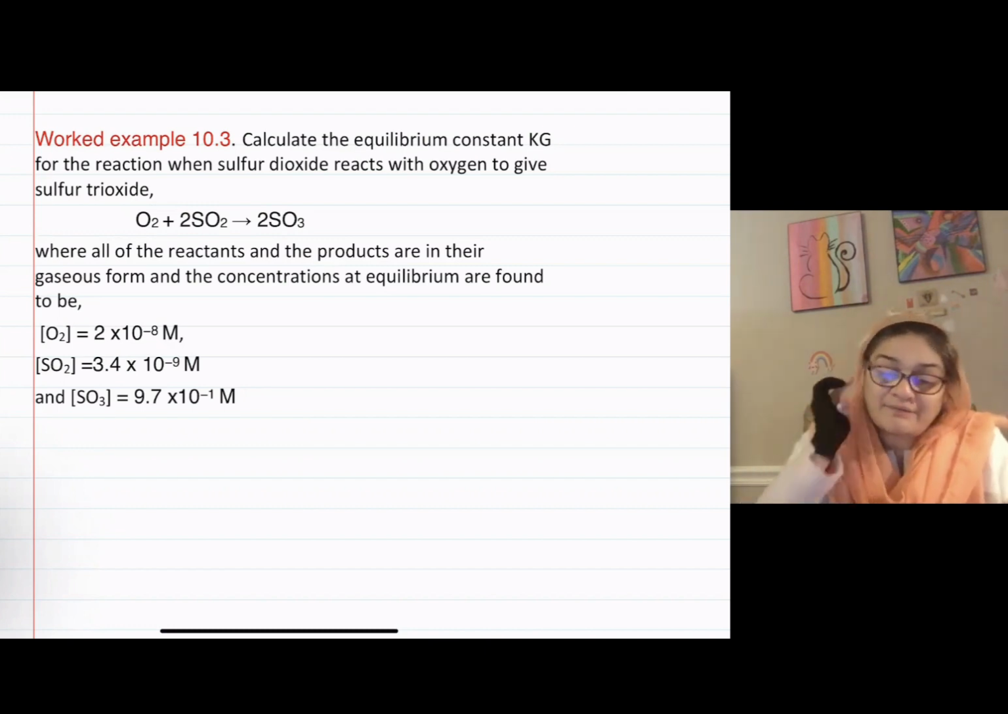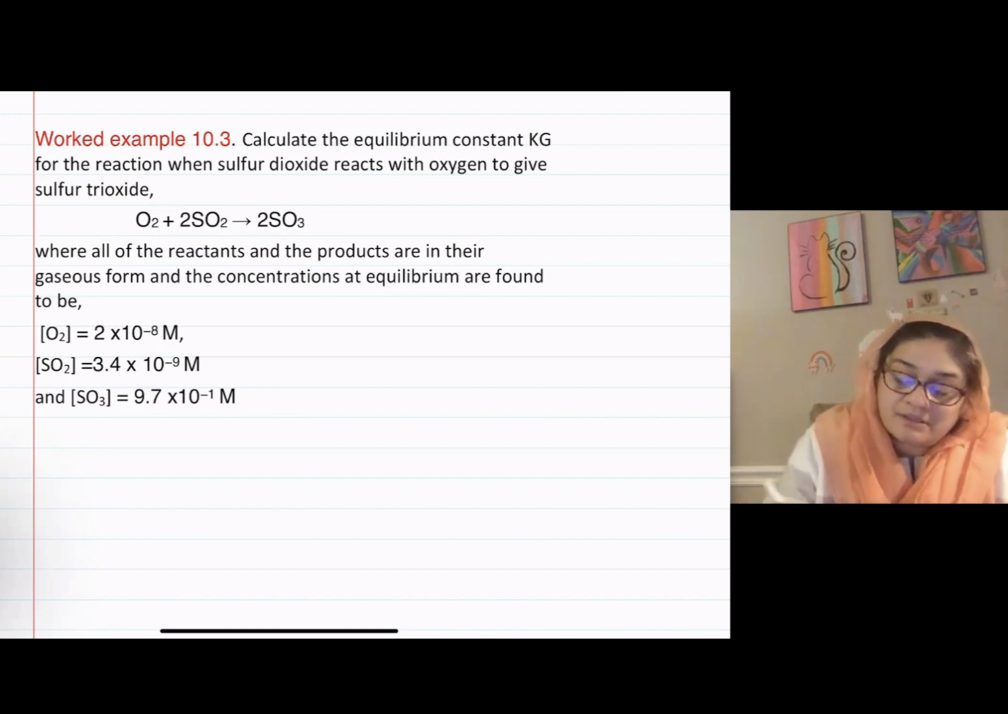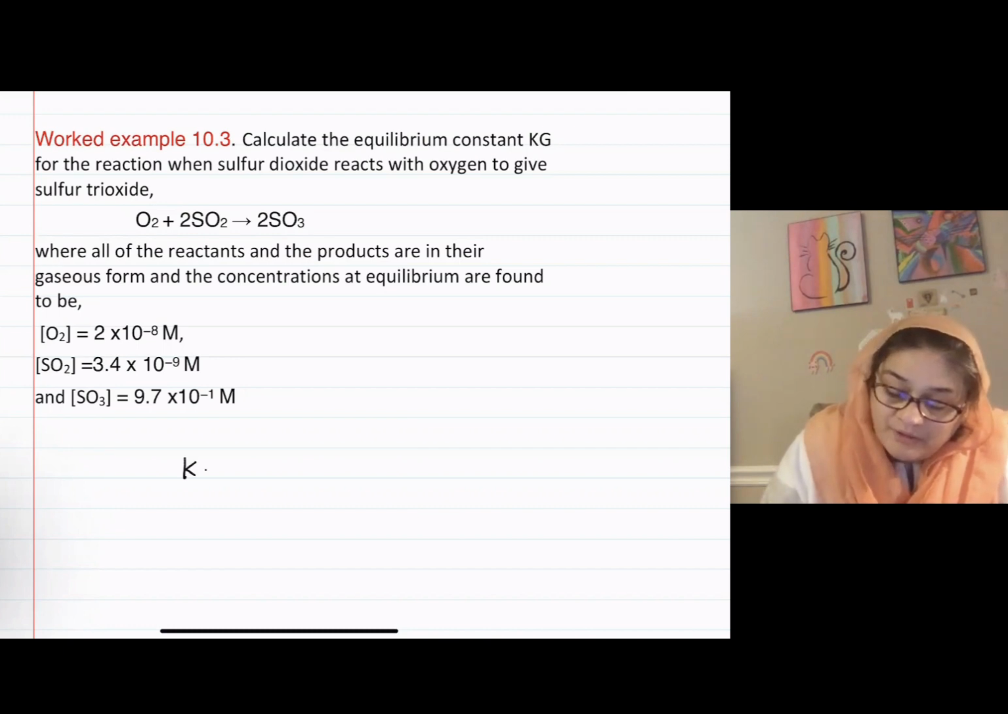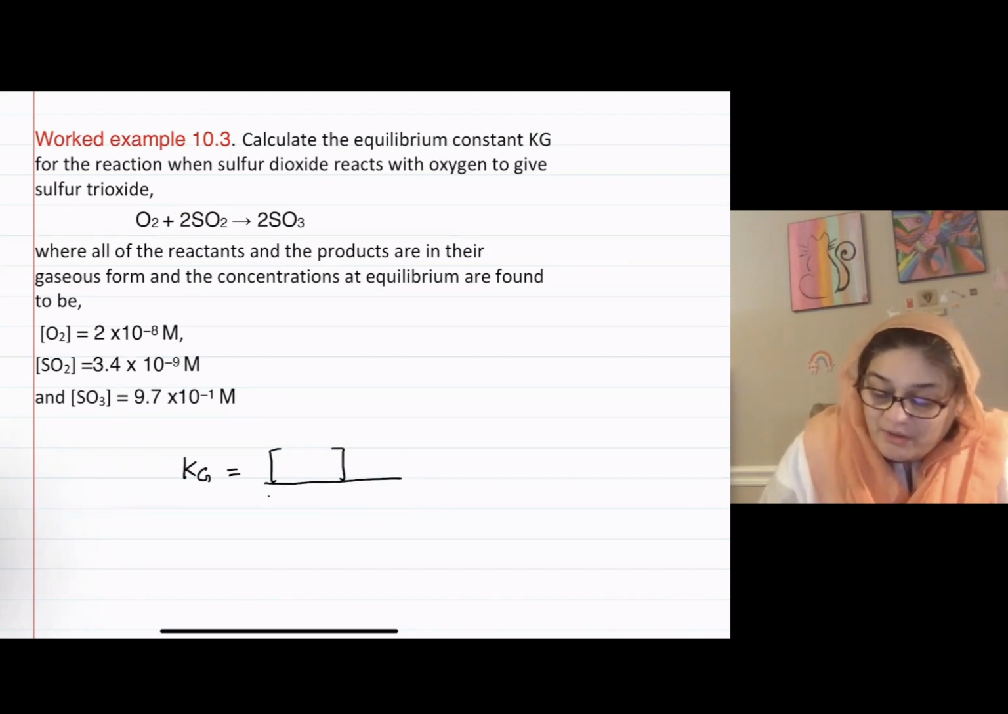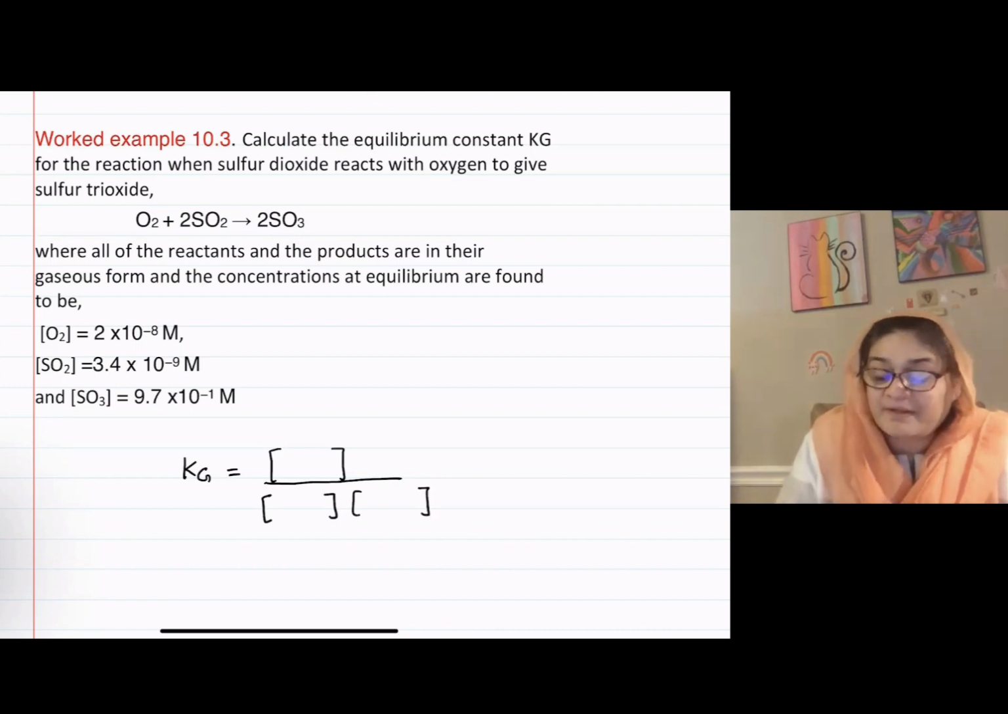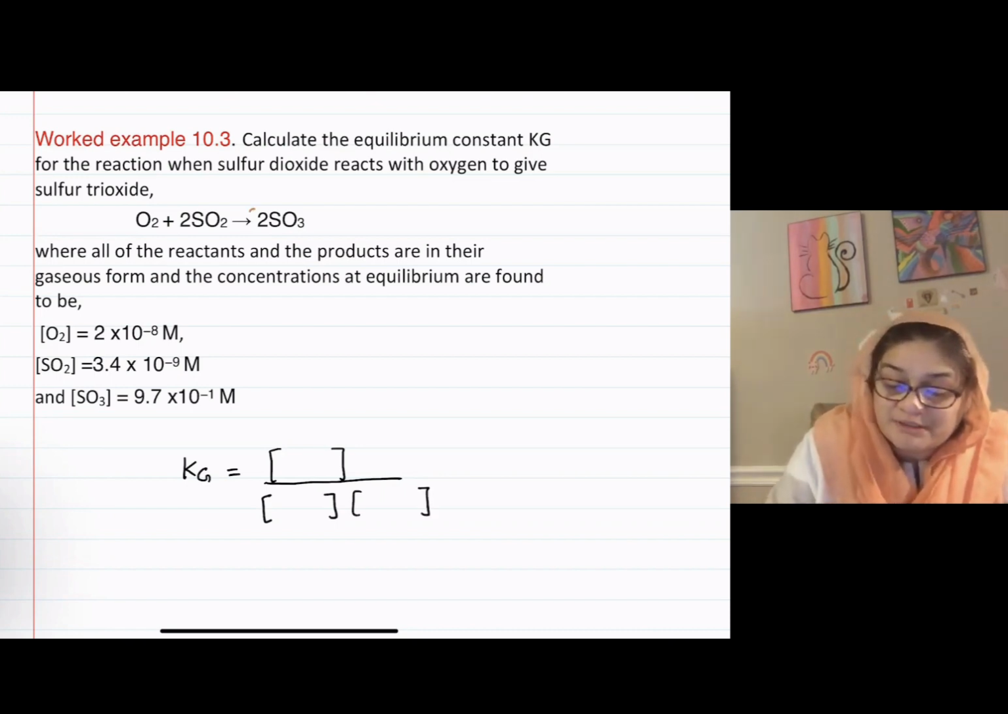Remember I said I have to find Kc. Can we all try to write the expression? What are all the products? And what are all the reactants? And then figure out what numbers we have to multiply them with.